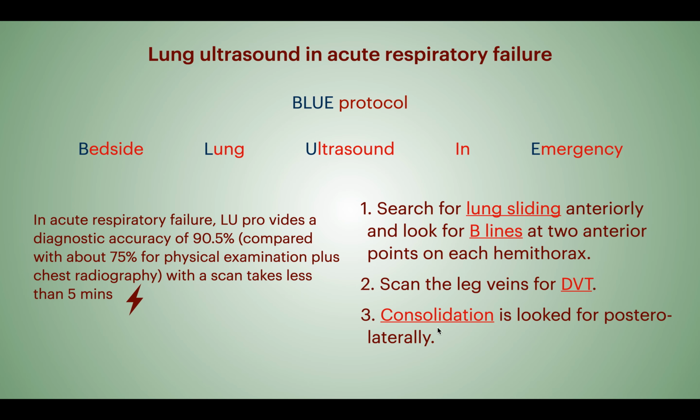Look for consolidation on the posterolateral part. So put your probe on the mid-axillary line, right side and left side, and check for consolidation carefully. So this is the way we covered everything: pneumothorax, interstitial syndromes, cardiogenic pulmonary edema, ARDS, interstitial pneumonia, pneumonitis, pulmonary embolism, pneumonia. And this is already the differential diagnosis of acute respiratory failure. We can get all of them by a quick ultrasound examination, less than 5 minutes. This is the blue protocol.